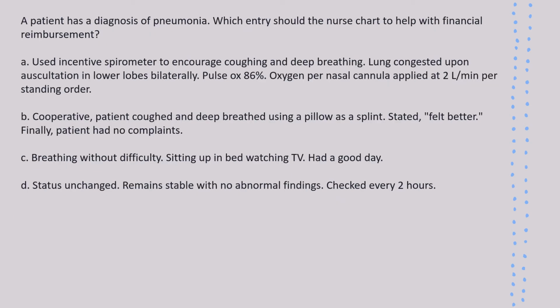A patient has a diagnosis of pneumonia. Which entry should the nurse chart to help with financial reimbursement? A. Used incentive spirometer to encourage coughing and deep breathing. Lung congested upon auscultation in lower lobes bilaterally. Pulse ox 86%. Oxygen per nasal cannula applied at 2 L per minute per standing order. B. Cooperative. Patient coughed and deep breathed using a pillow as a splint. Stated felt better. Finally, patient had no complaints.